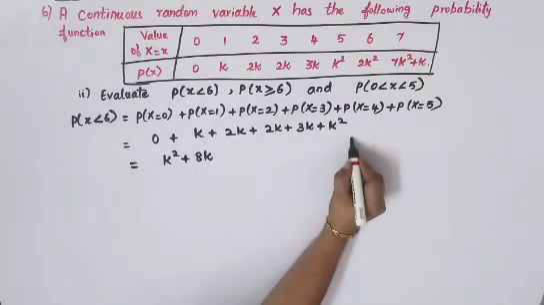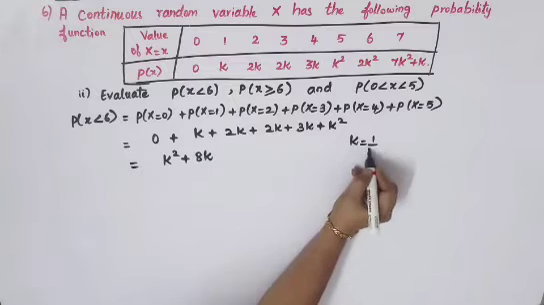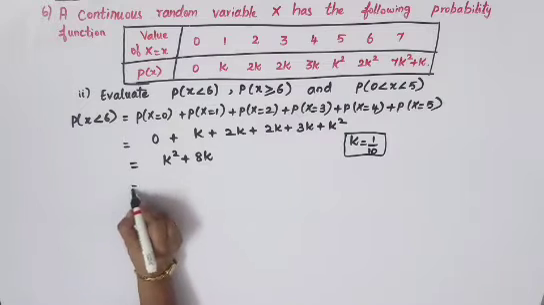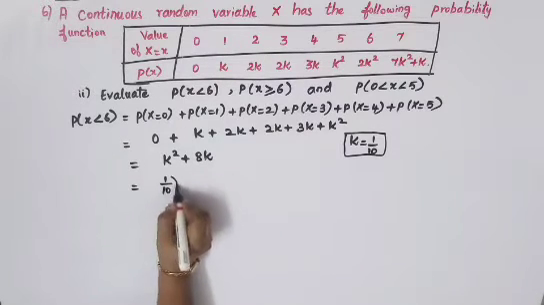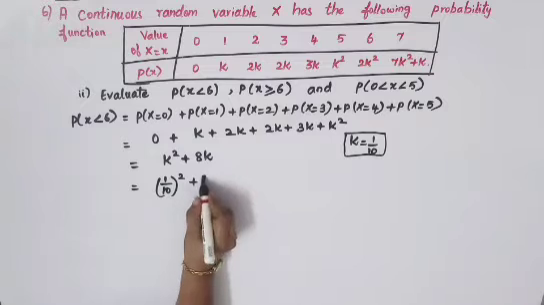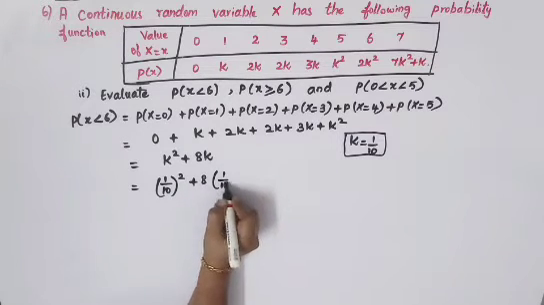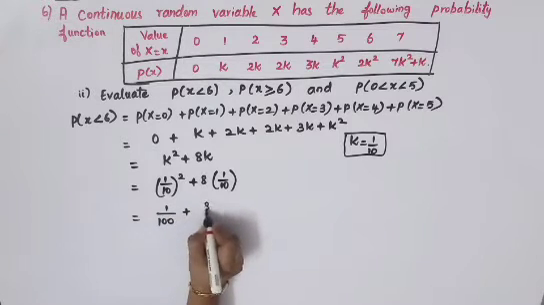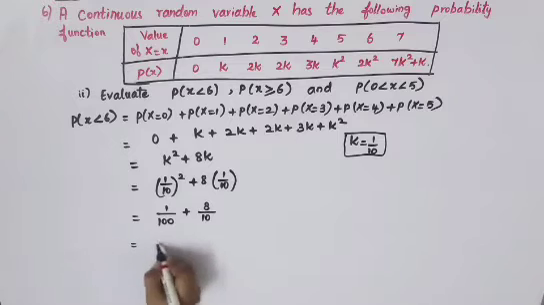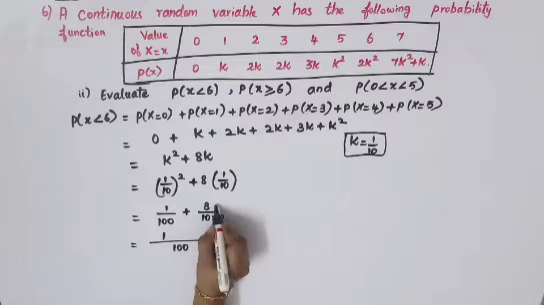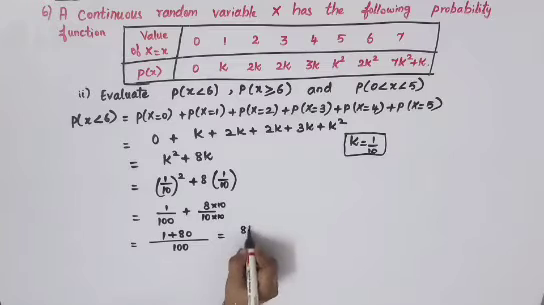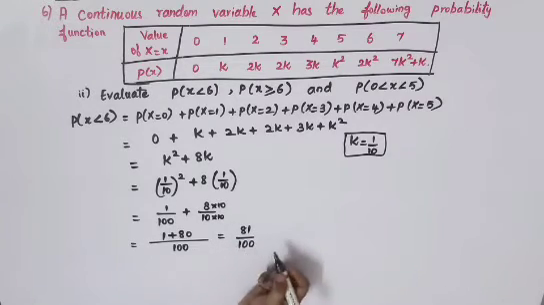But you have got the value before, k is equal to 1 by 10. So substitute this k equal to 1 by 10 here. That is equal to (1 by 10) the whole square plus 8 into 1 by 10. It is equal to 1 by 100 plus 8 by 10. So going to LCM, 100 will be there. Here 1, here into 10 into 10, so I'll get plus 80. So that is equal to 81 by 100. So that was your first part answer.